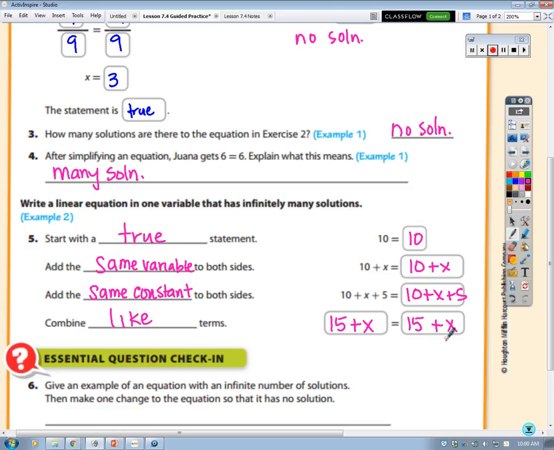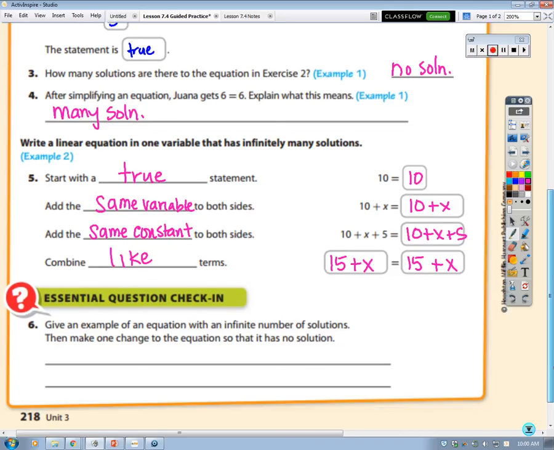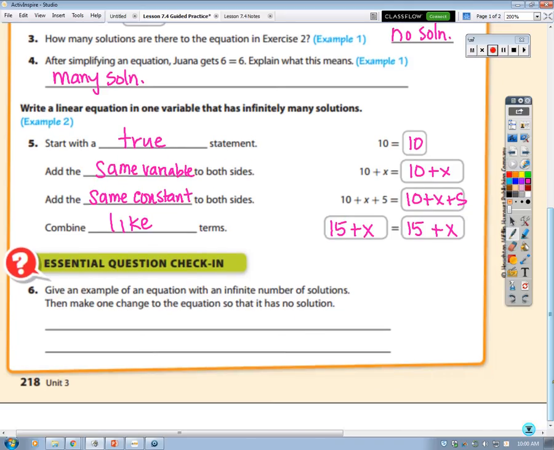So let's take this a step farther. In our essential question, give an example of an equation with infinitely many solutions, and then make one change to the equation so that it has no solution. Here is a place where I would like you to work smarter and not harder. Did we already create an equation with infinitely many solutions? Yes. Do you want to use that one? Okay. So we've got 15 plus x equals 15 plus x.